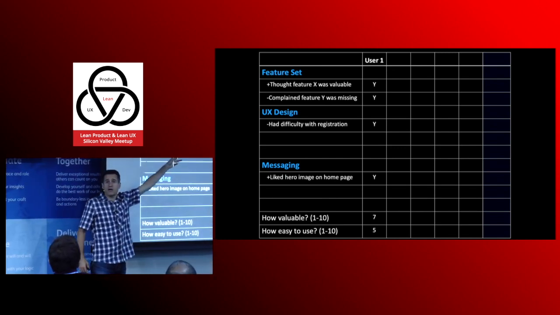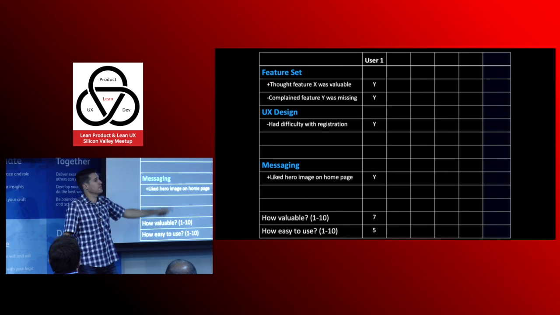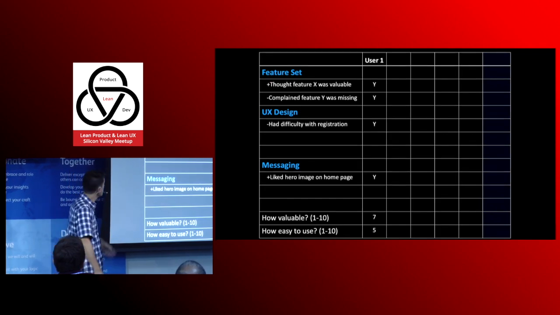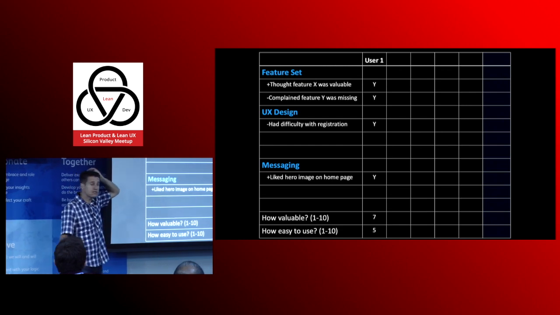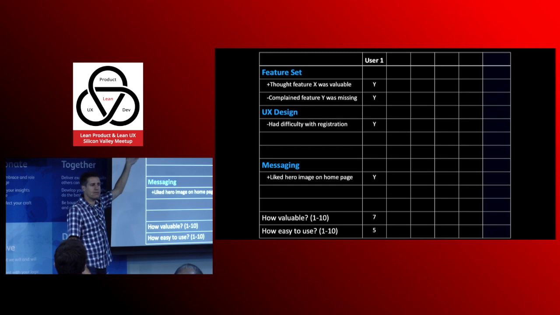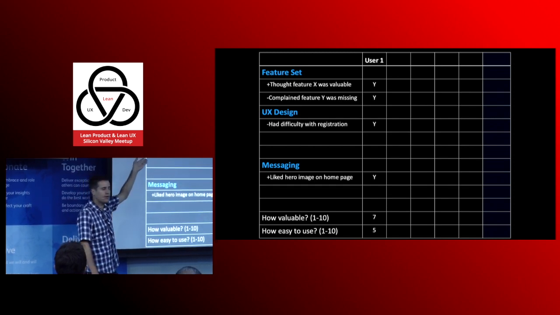We had feature X in our prototype. She said, oh, this is valuable. So we got some positive feedback. I put plus signs with the positive feedback, negative with the negative feedback, right? So we got the positive thing: this feature looks like it's valuable. But where was feature Y? She was complaining that feature Y, maybe the head of sales was right, that we needed to have feature Y in there after all.